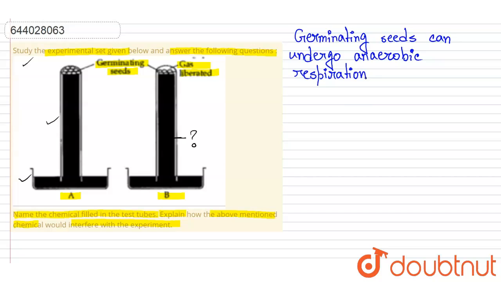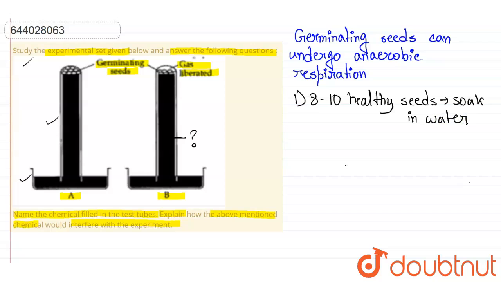Now in this experiment, first take 8 to 10 healthy seeds, preferably bean seeds or pea seeds, and soak them in water for 1 day before using them in the experiment.